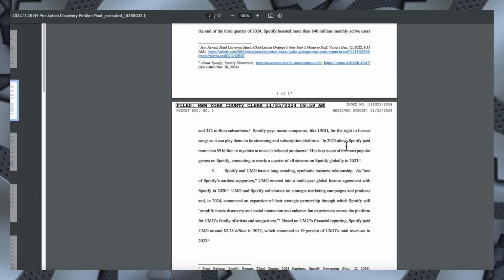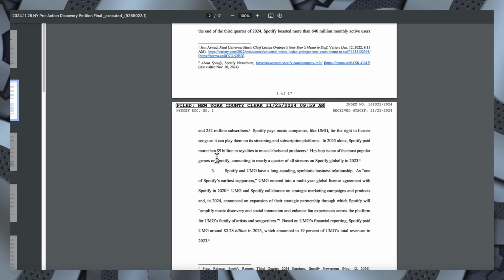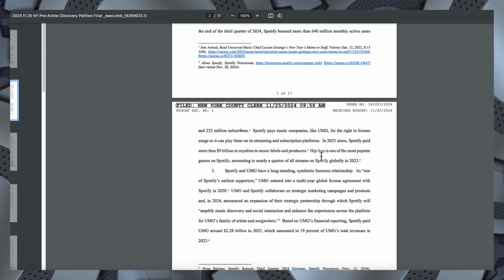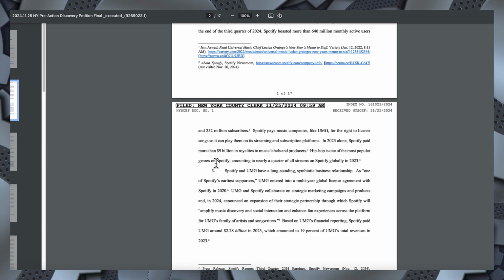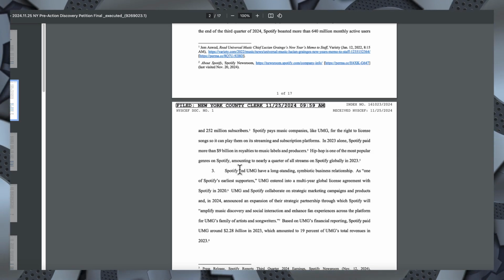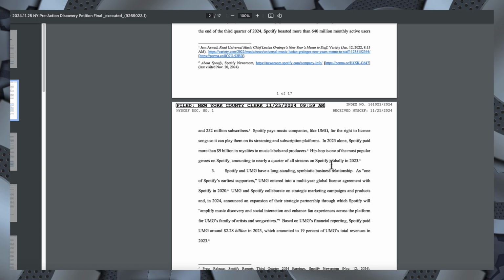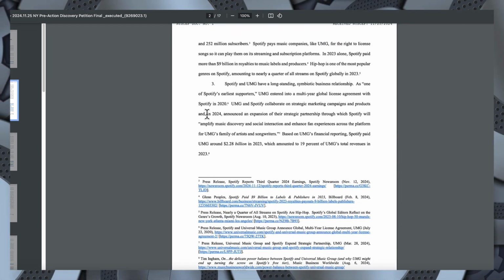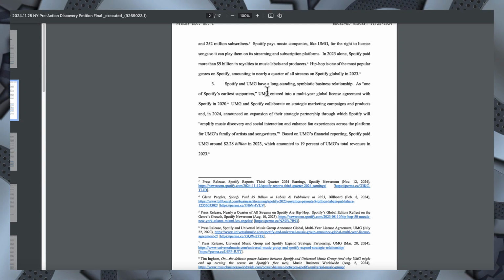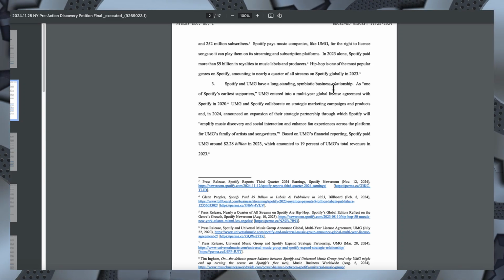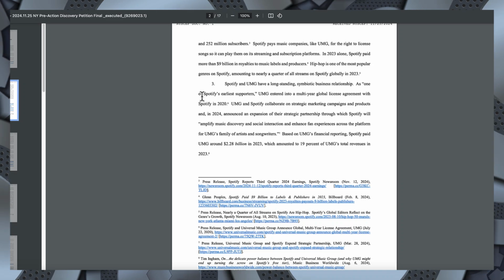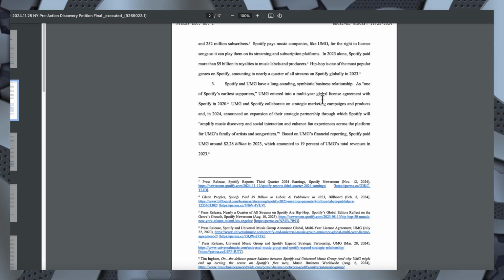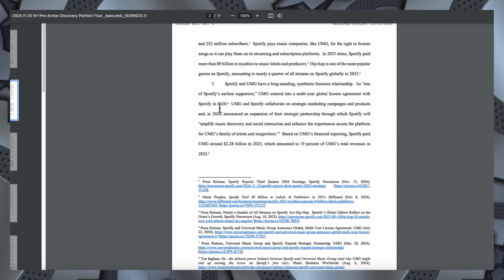In 2023 alone, Spotify paid more than $9 billion in royalties to music labels and producers. Hip-hop is one of the most popular genres on Spotify, amounting to nearly a quarter of all streams on Spotify globally in 2023. Spotify and UMG have a long-standing symbiotic business relationship. As one of Spotify's earliest supporters, UMG entered into a multi-year global license agreement with Spotify in 2020.